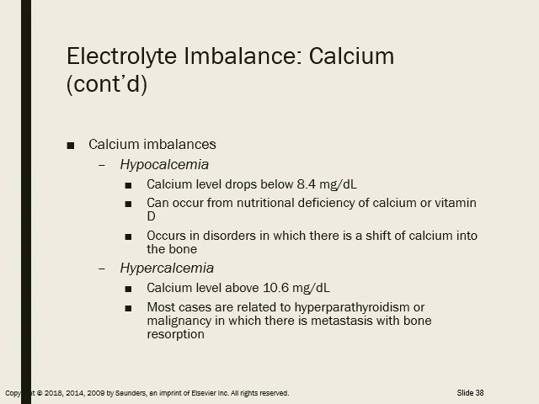Hypocalcemia is when the calcium level drops below 8.4. This can occur from nutritional deficiency of calcium or vitamin D, occurs in disorders in which there is a shift of calcium into the bone. Hypercalcemia is when the calcium level is above 10.6. Again, most cases are related to hyperparathyroidism or malignancy in which there is metastasis with bone resorption.